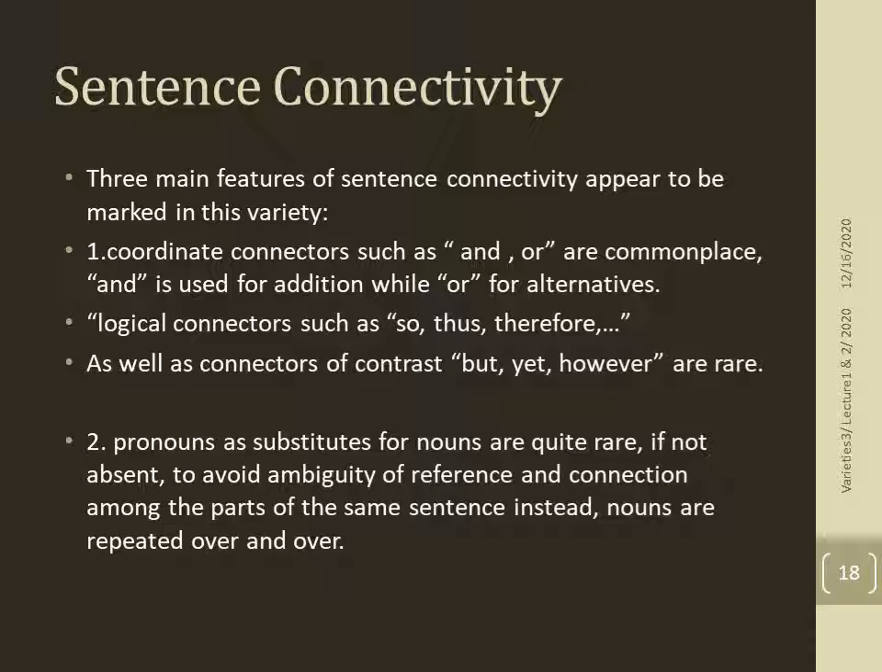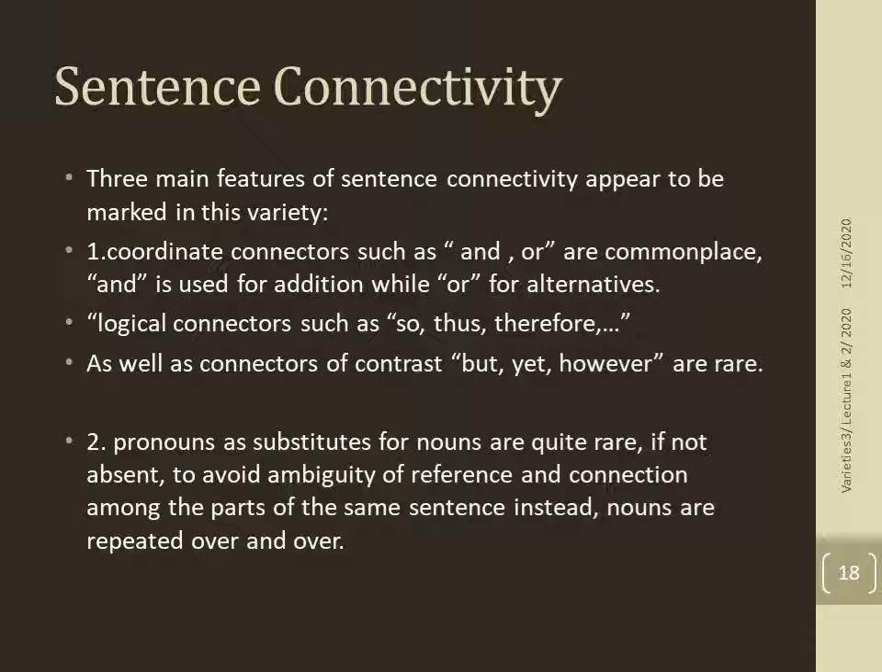As for sentence connectivity, the main features of sentence connectivity appear to be marked in this variety. First of all, coordinate connectors such as "and" or "or" are commonplace. "And" is used for addition, while "or" for alternatives. Logical connectors such as so, thus, therefore, as well as connectors of contrast, but, yet, however, are quite scarce and really seldom used. Pronouns as substitutes for nouns are also quite rare, if not absent.